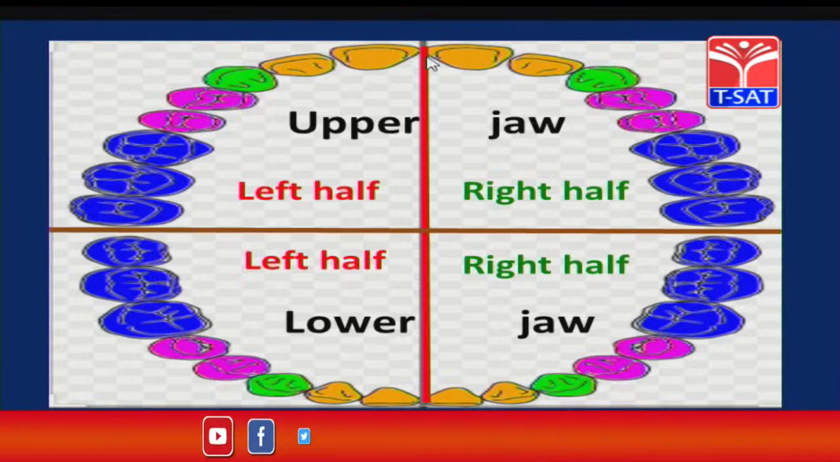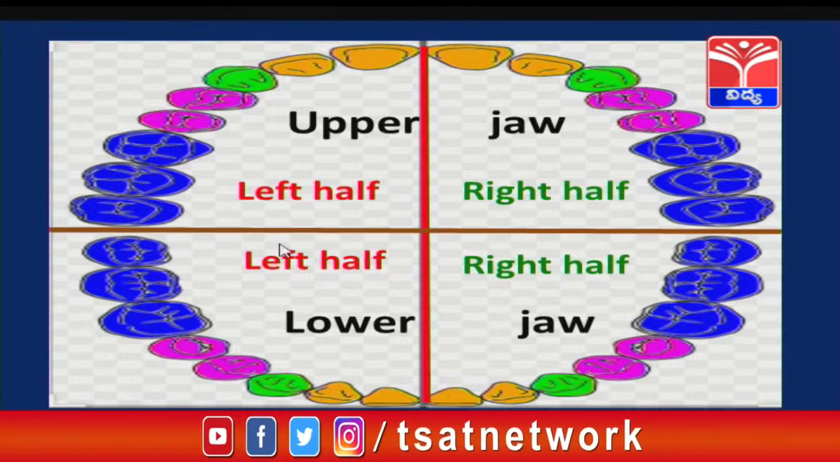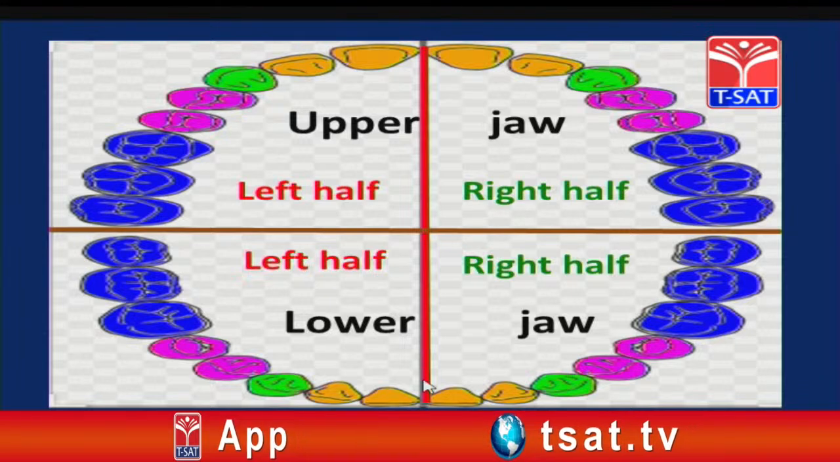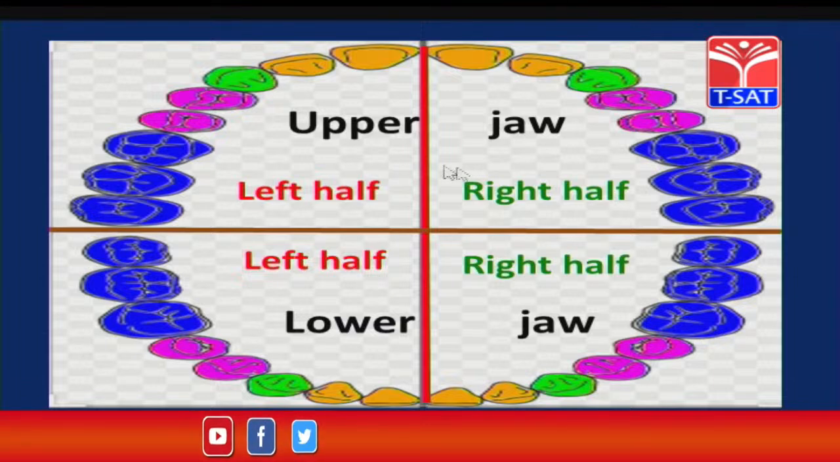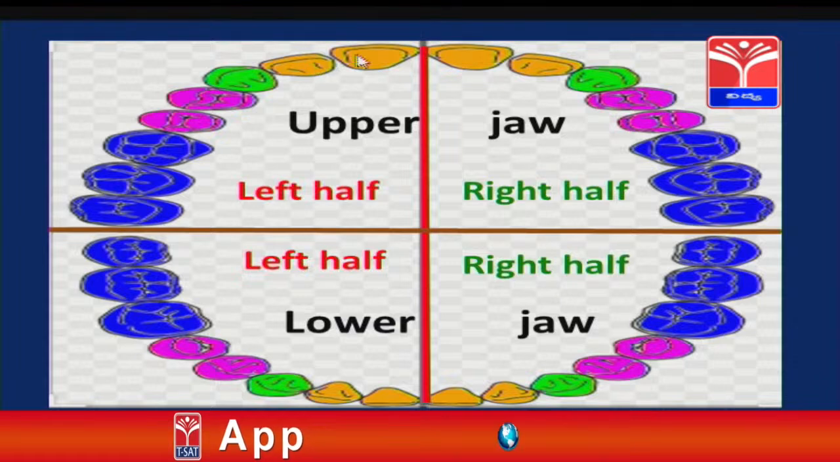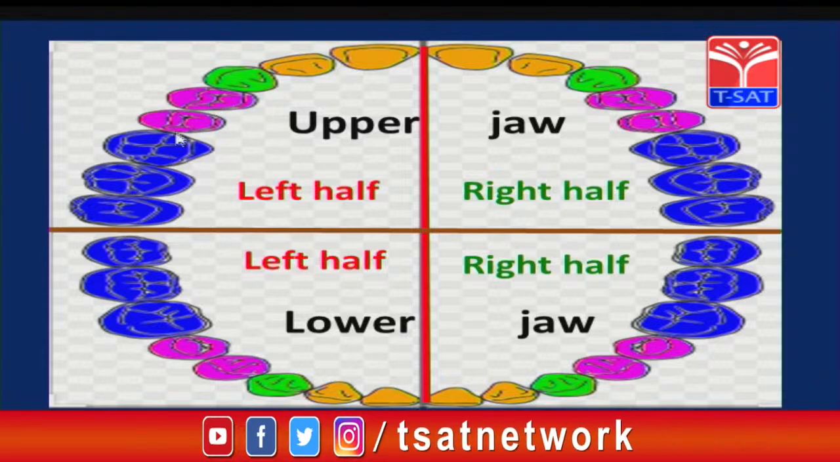Let us know them. This horizontal line indicates the partition between the upper jaw and the lower jaw, whereas this vertical line indicates the partition between the half of one jaw and the other half. Let us see the arrangement of teeth in each half of the upper jaw. Starting from here, these two yellow colored teeth are incisors, and this green colored tooth is a canine, and these two pink colored teeth are premolars and these three blue colored teeth are molars.